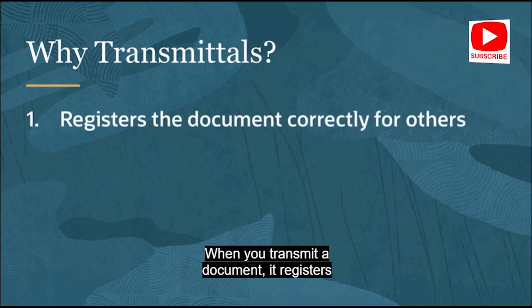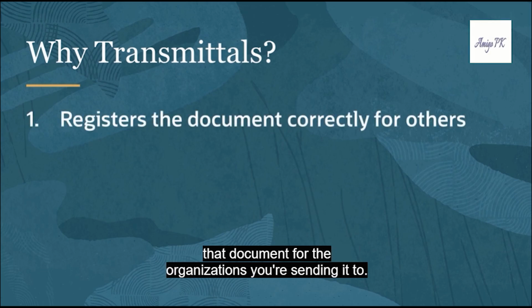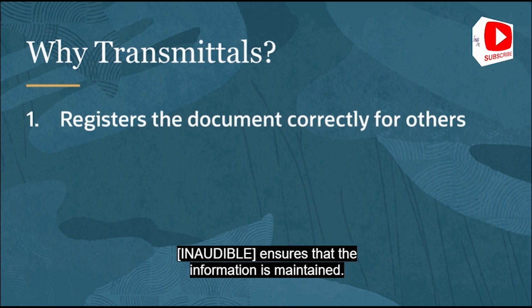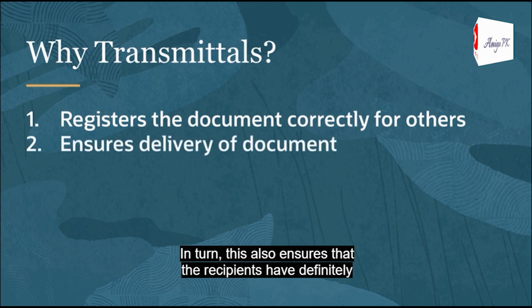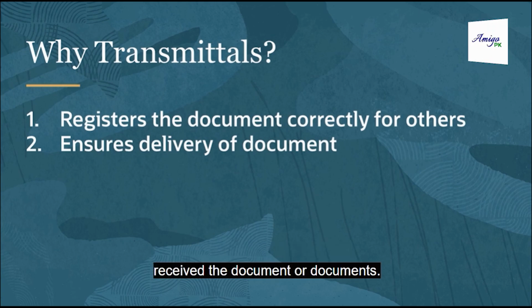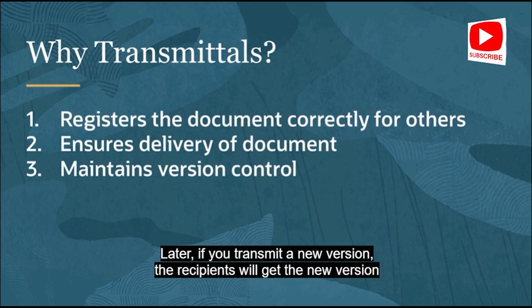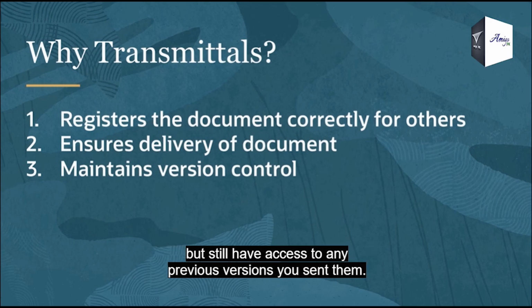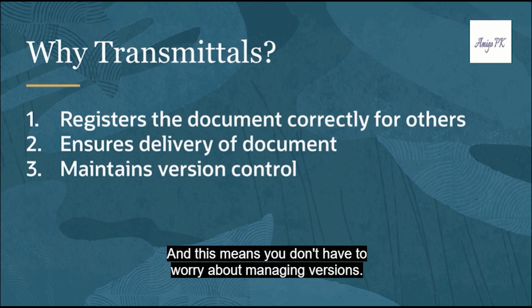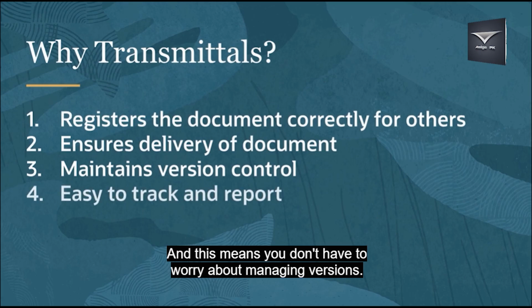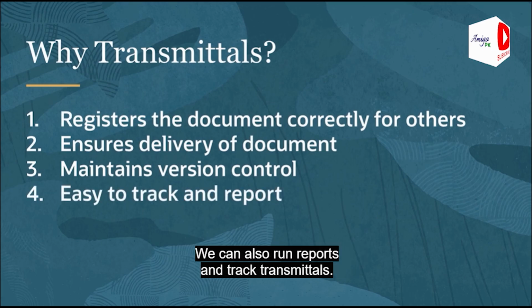When you transmit a document, it registers that document for the organisations you're sending it to, and this ensures that the information is maintained. In turn, this also ensures that the recipients have definitely received the document or documents. Later, if you transmit a new version, the recipients will get the new version but still have access to any previous versions you sent them. And this means you don't have to worry about managing versions. We can also run reports and track transmittals, and we'll take a look at this in another video.